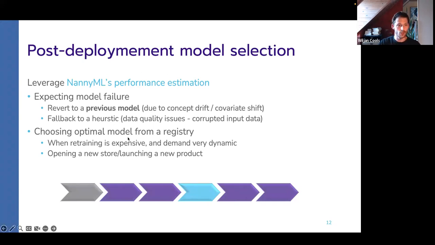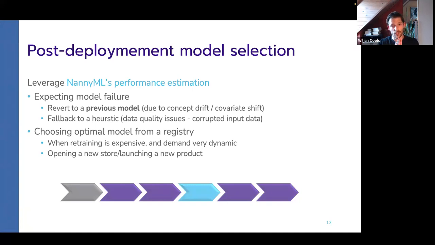We've also seen people using NannyML's performance estimation to choose an optimal model from a registry. And the way to look at it is actually as a smart way to ensemble different models and to pick a relevant model for a certain period in time.